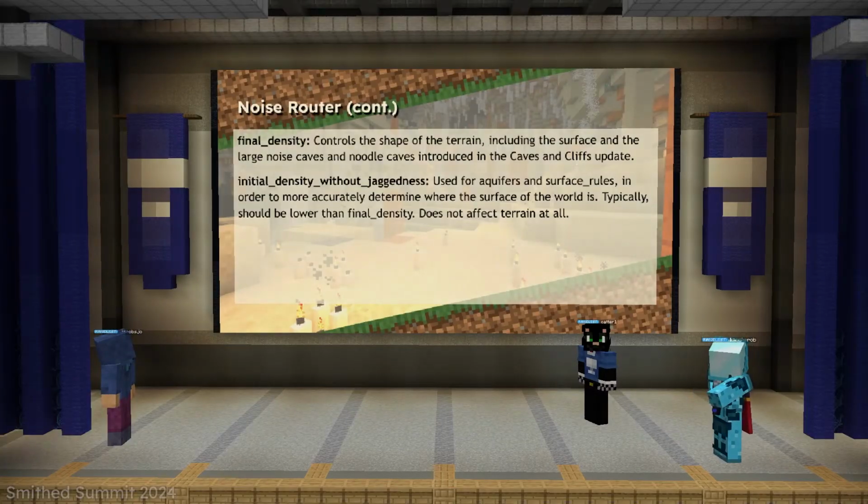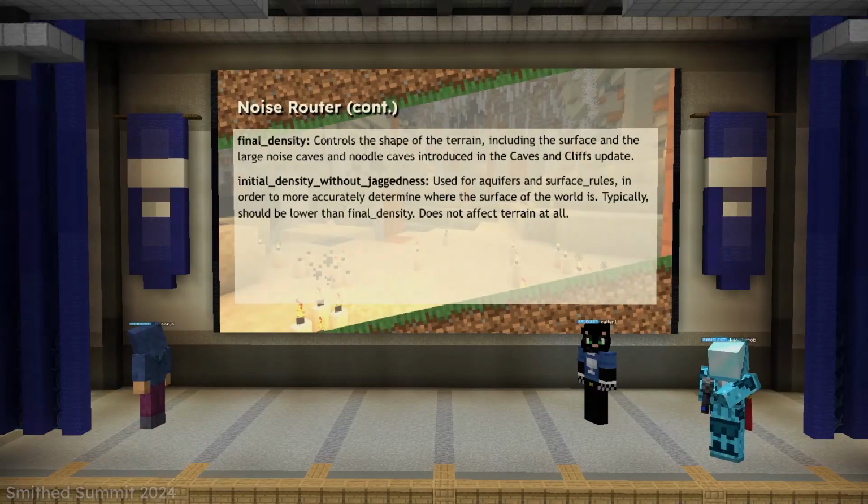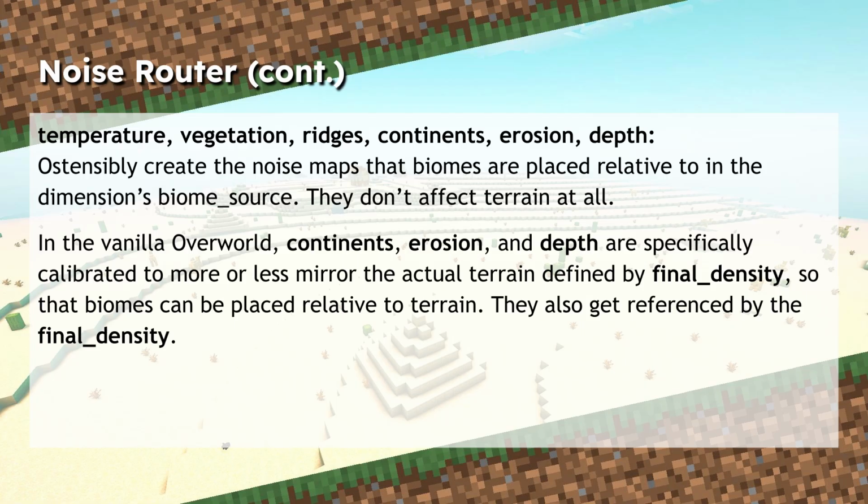The initial density without jaggedness density function is closely related to final density. It doesn't control terrain itself, but is used by the aquifers and can be used by surface rules to help simplify and determine where the surface of the terrain is, so that they can more accurately and more performantly affect the blocks and the parts of the world that they are intended to. So typically this is going to be very similar to your final density function, but a little bit lower in elevation. After that, we have the vegetation, ridges, continents, erosion, and depth densities.